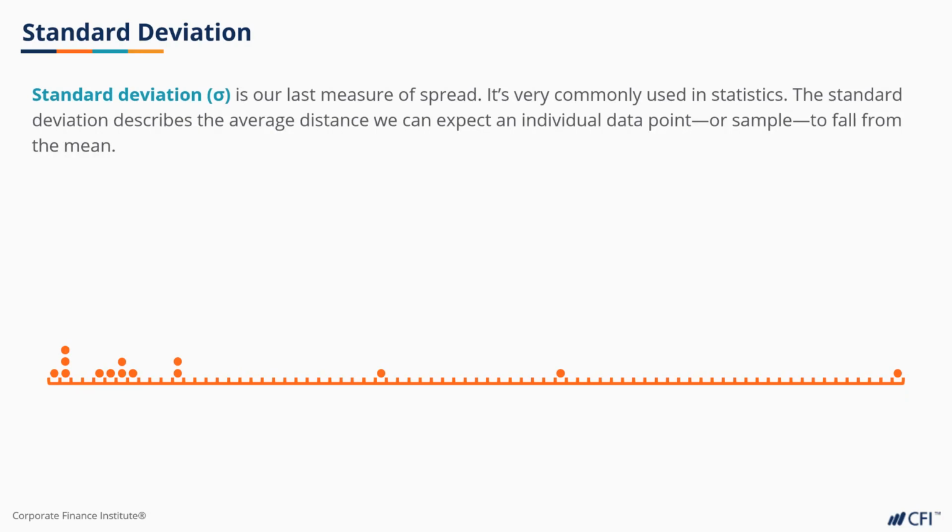Standard deviation is our last measure of spread. It's very commonly used in statistics. The standard deviation describes the average distance we expect an individual data point or sample to fall from the mean. It is often abbreviated as SD, or the Greek letter sigma.